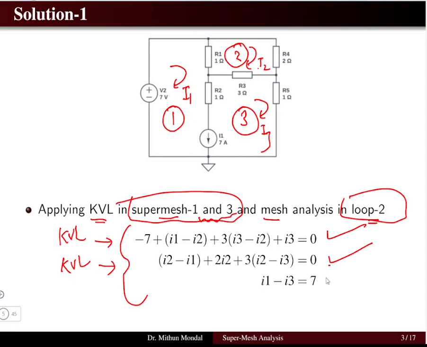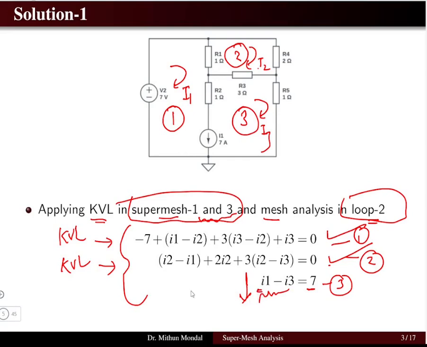Now the third equation, that is the constraint equation, we can get from the source, that is the supermesh current. We have a 7 ampere current which is flowing between mesh 1 and 3, and the direction of the current is opposite in the two meshes. So we can write I1 minus I3 is equal to 7, because the direction of the current is in the downward direction. So we can give preference to I1 because I1 is also flowing in the downward direction.